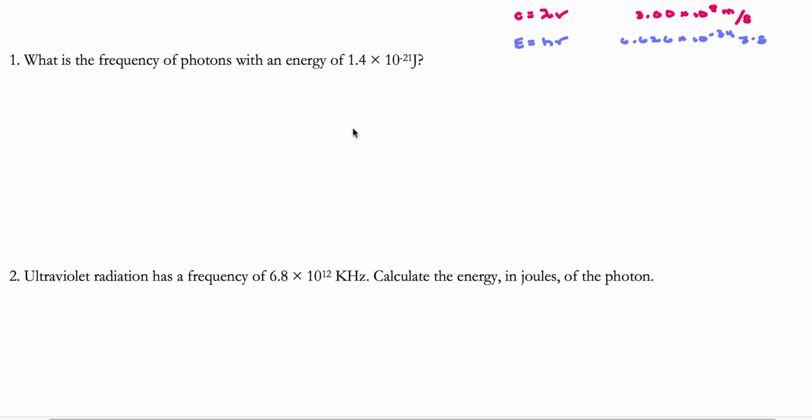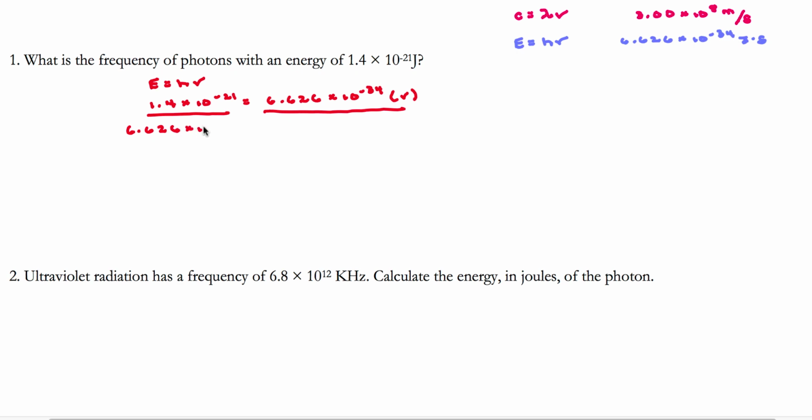So for the first one, it says, what is the frequency of photons with an energy of 1.4 times 10 to the -21st joules? So I'm going to be using my energy formula. Energy equals Planck's constant times my frequency. My energy here is 1.4 times 10 to the -21st. That equals my Planck's constant, which is 6.626 times 10 to the -34th. And I am solving for my frequency, so I'm multiplying by frequency. So I'm going to divide both sides by my Planck's constant, 6.626 times 10 to the -34th.